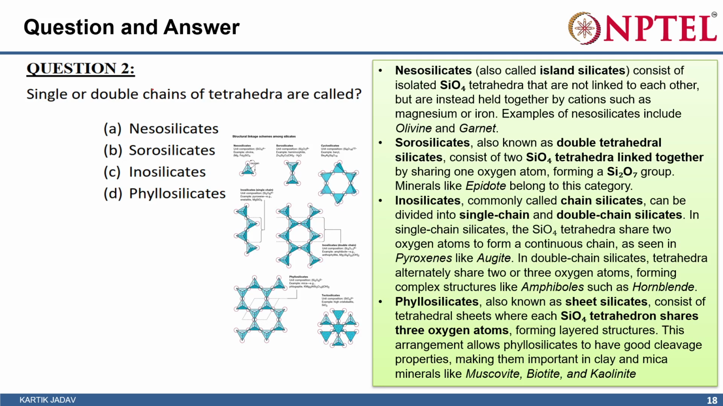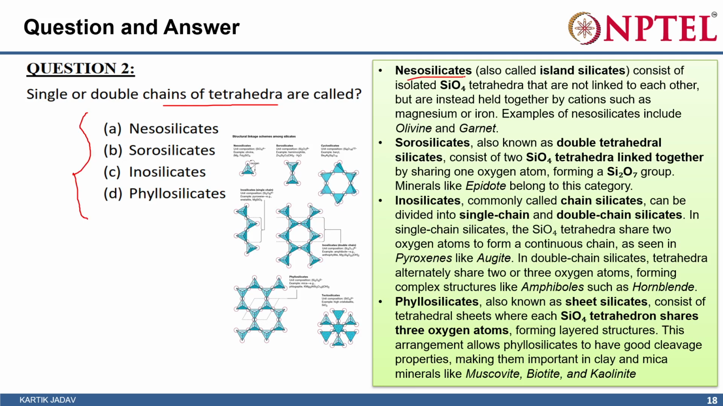Question number 2. Single or double chains of tetrahedra are called? Before we solve this, let's understand these types.